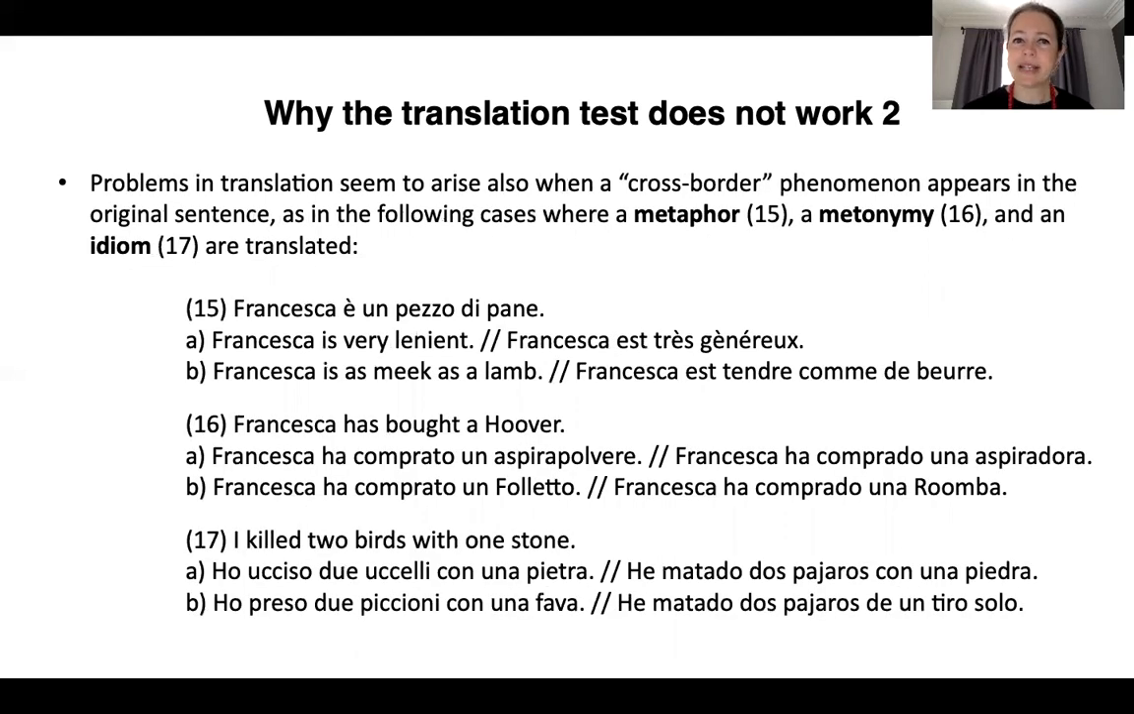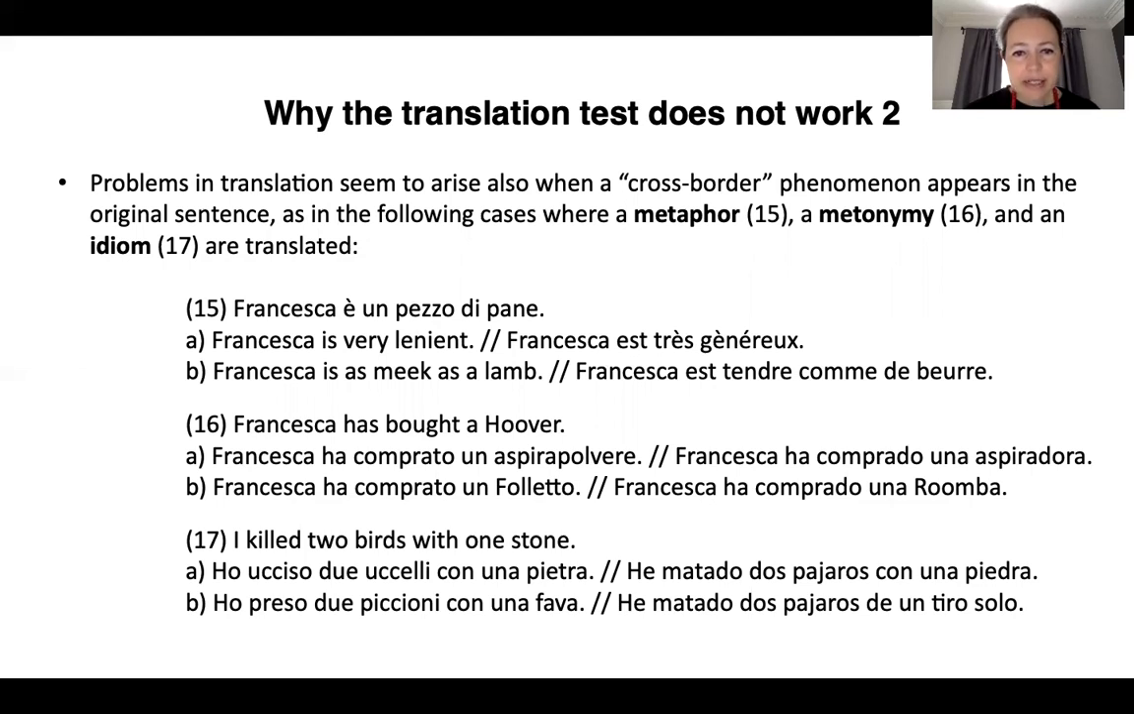And problems in translation seem to arise also where a cross-border phenomenon, say, between semantics and pragmatics appears in the original sentence, as in the following cases, where a metaphor in sentence number 15, a metonymy in 16, and an idiom are translated in 17. In 15, Francesca è un pezzo di pane, where the metaphor pezzo di pane can be translated into English with very lenient, or Mick has a lamp, or in French with comme de beurre.